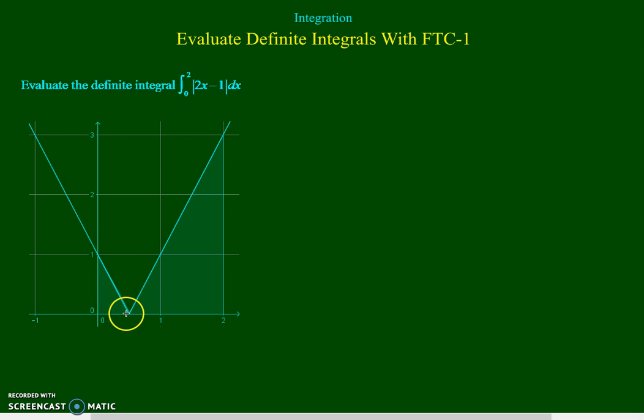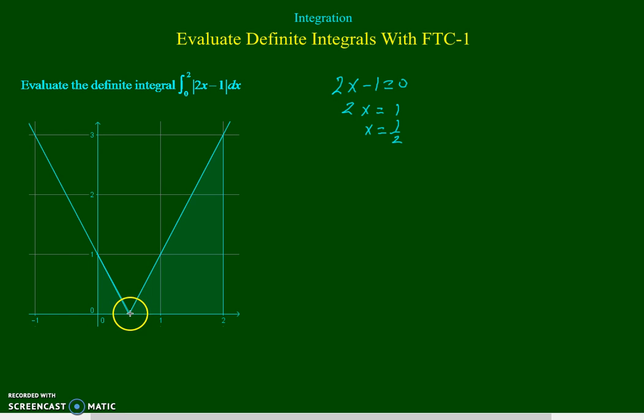So the first thing is we're going to find where this vertex is. And the vertex is where this piece is equal to 0. So where 2x minus 1 equals 0 is going to be our vertex. So 2x equals 1 and x equals 1/2. So we know that at this point, at x equals 1/2, that's the vertex of our absolute value function.